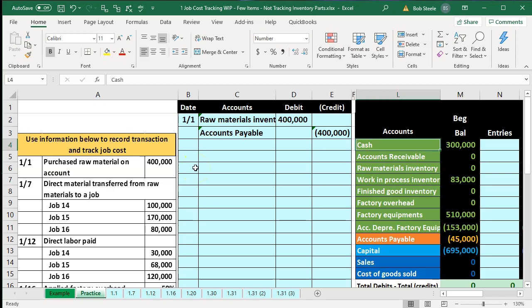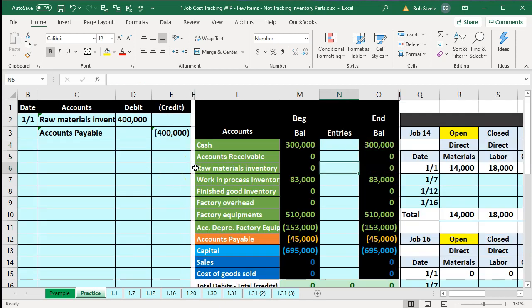So if we post this, what's going to happen in terms of our accounts? The raw material is going to go up. So the raw material increases and the accounts payable will increase. What happens to the job? Nothing yet, because all we did was put the raw material into our warehouse. We haven't yet put it to a job. We haven't assigned it yet. So once we assign it, then we'll have to deal with the job as it goes into the work in process account.